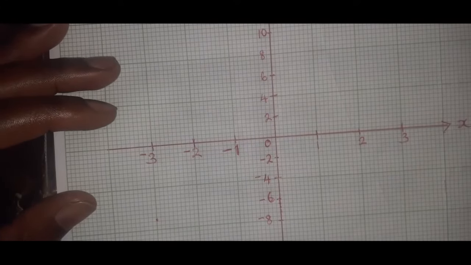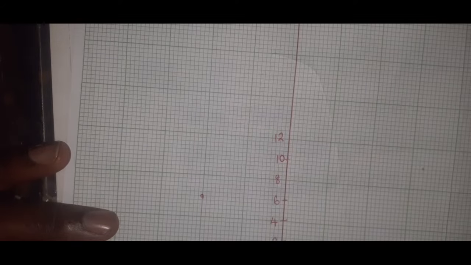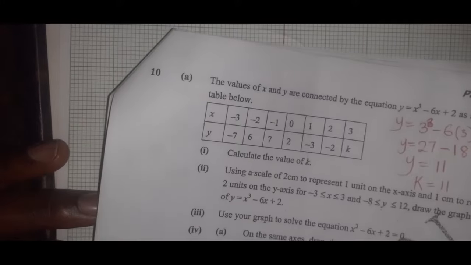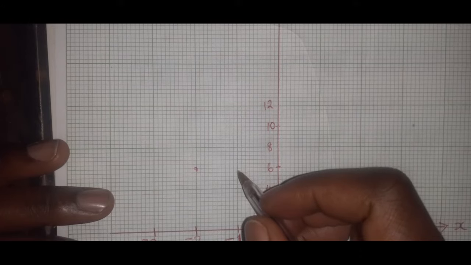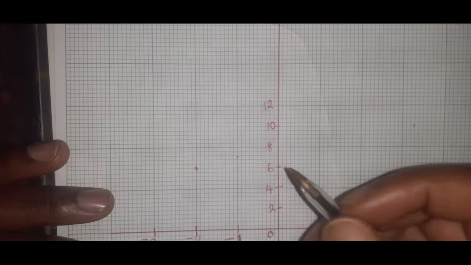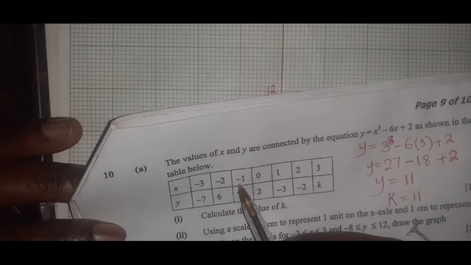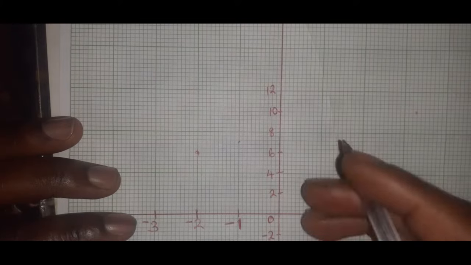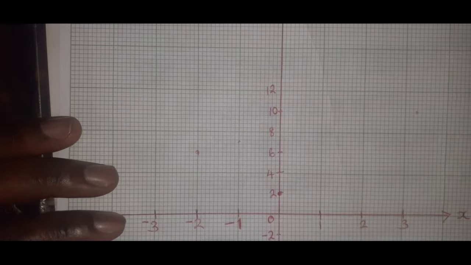The next one is negative 2, 6. 1, 2, 3, 4, 5. Negative 2, 6 is this point, followed by negative 1, 7. So this is 6. So this is to be here. Just like we did the other side here. Then 0, 2. This point here.